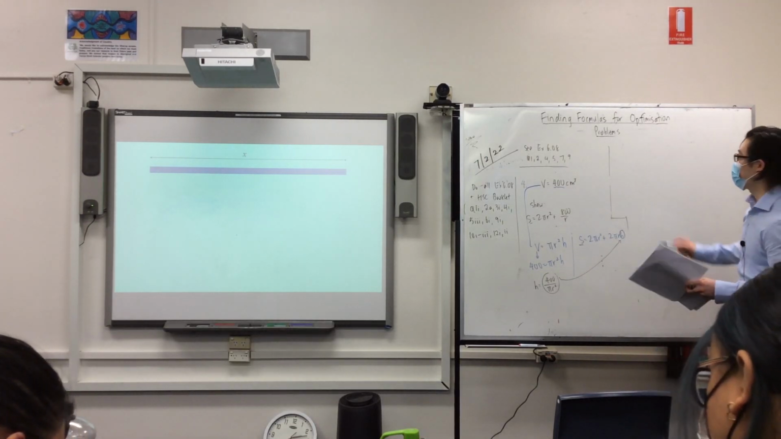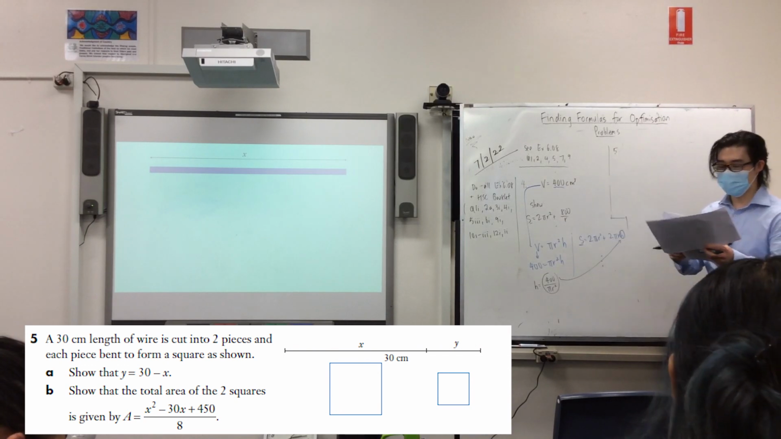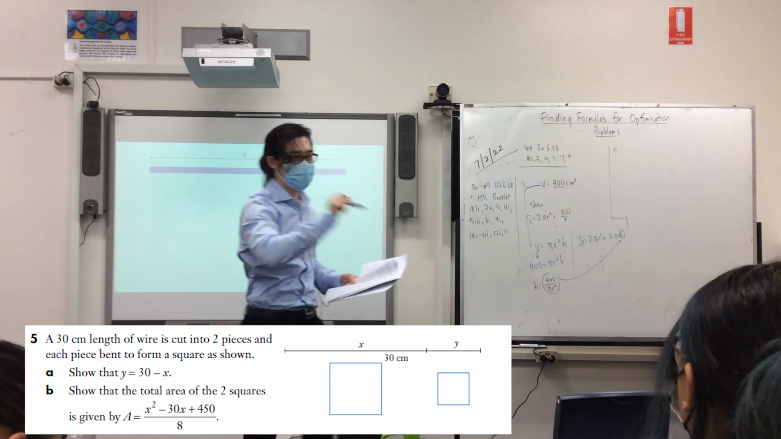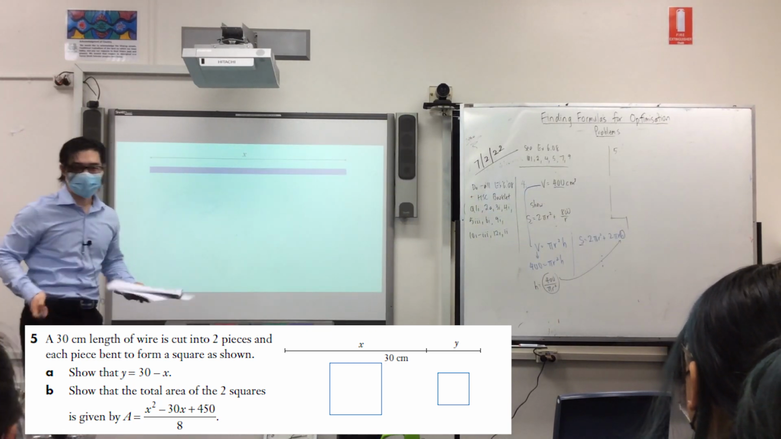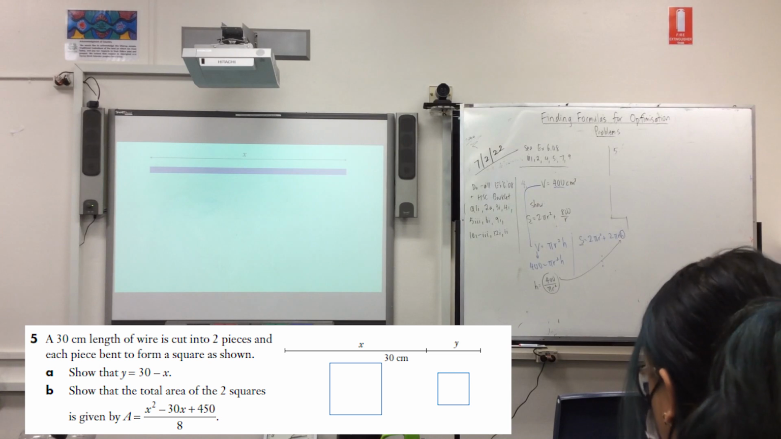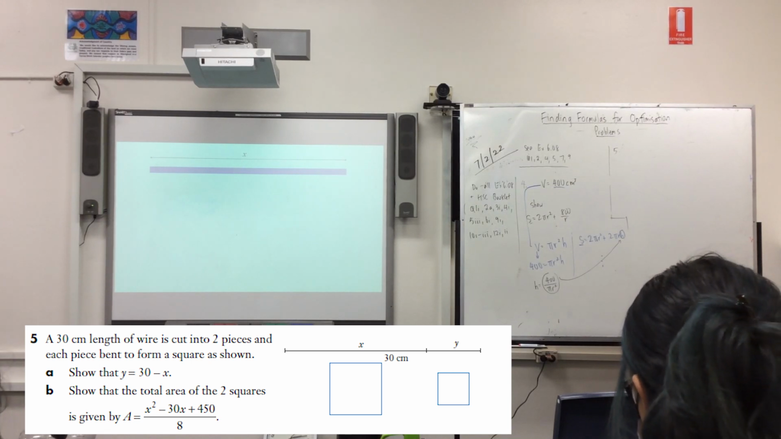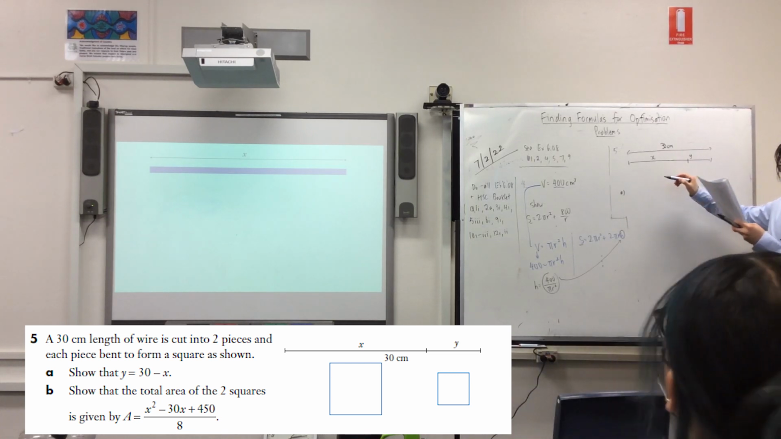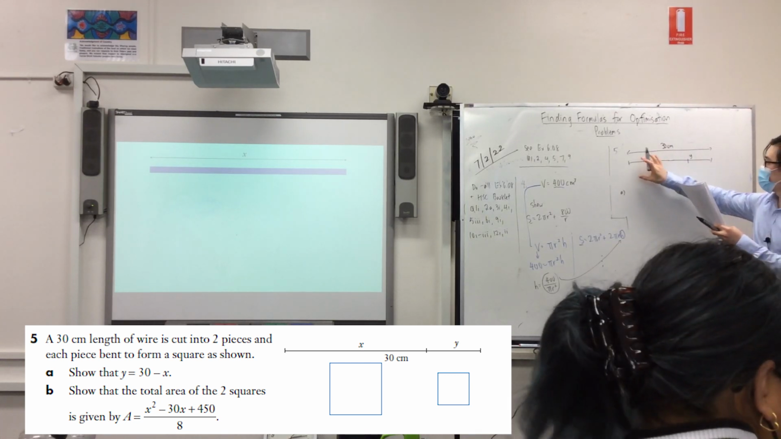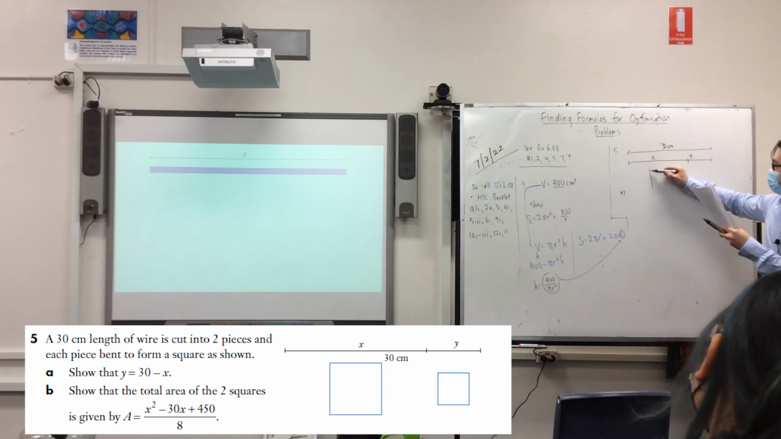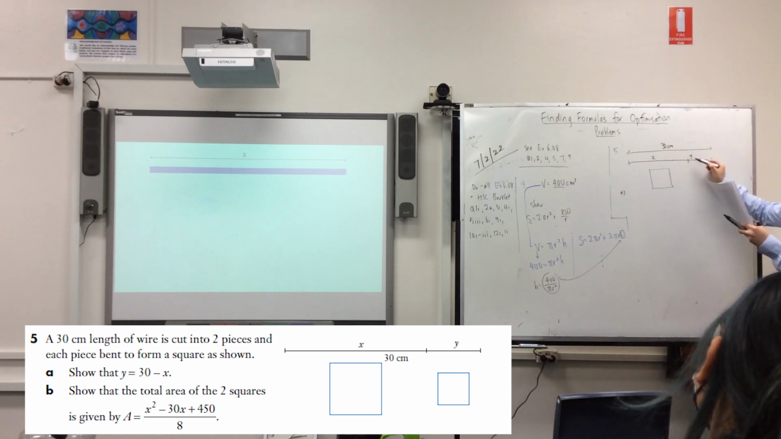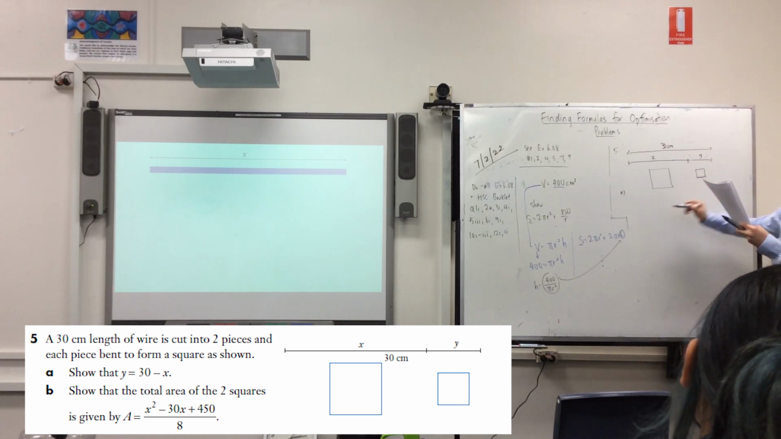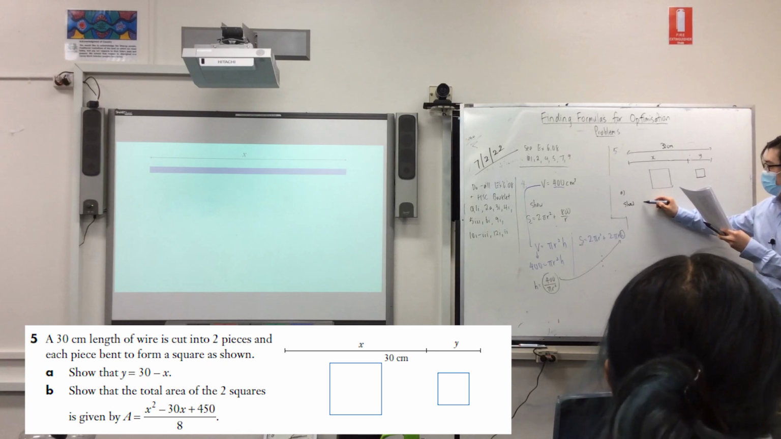Now, question 5. I actually had to make a few PowerPoints for question 5 and 9, just to give you some context. Because Nabia, you asked me a good question. This motivated me to make this. So a 30 centimeter length of wire is cut into 2 pieces. From this part of the wire, you're going to form a square, and from this part of the wire, you're going to form another square.